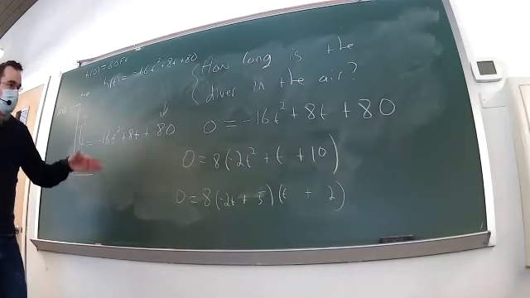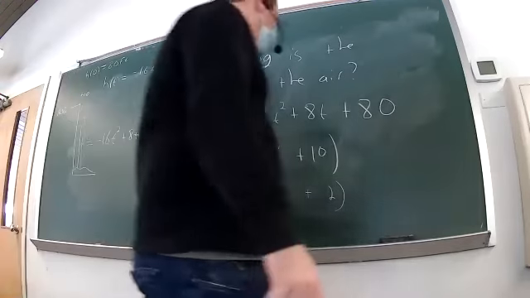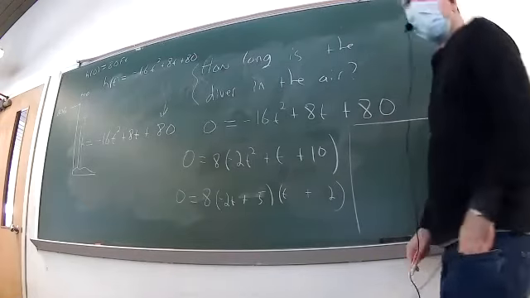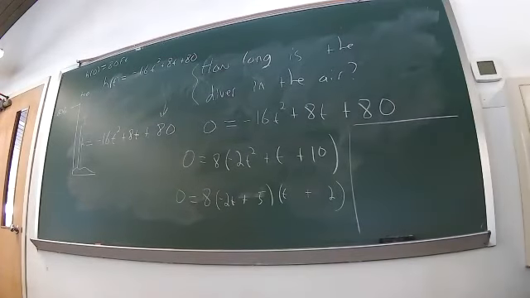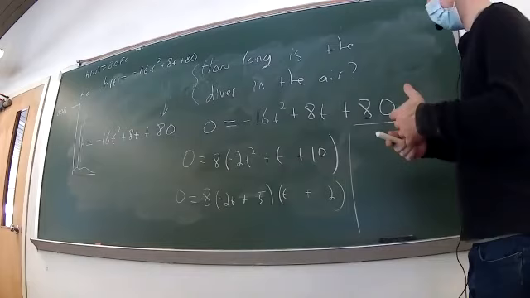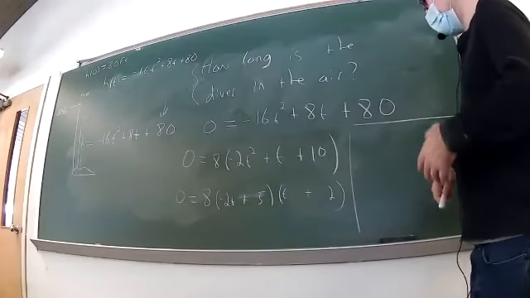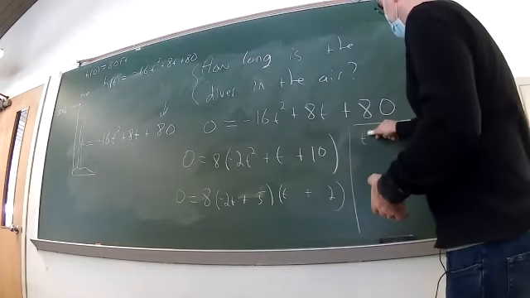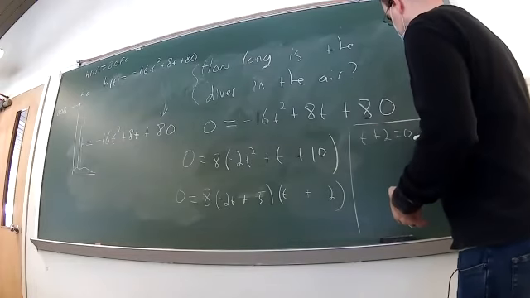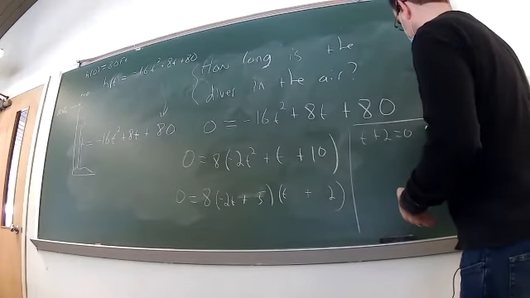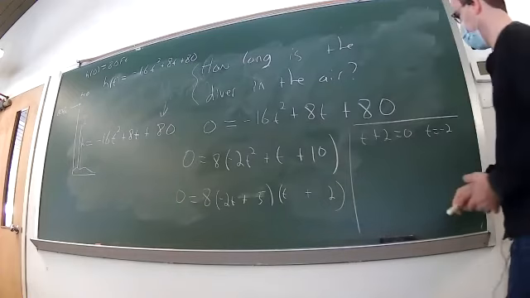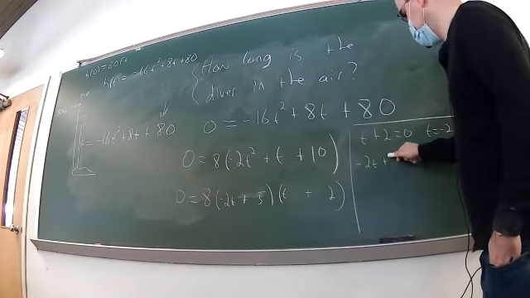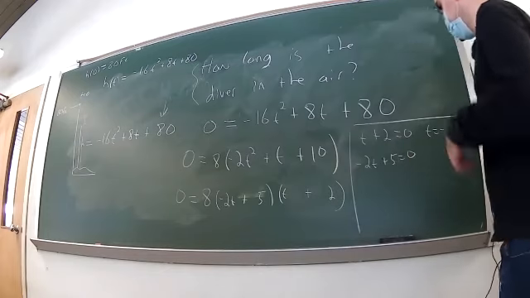So we end up with 0 equals 8 times negative 2 times t plus 5 times t plus 2. And that being the case, we know that the product of 3 things is equal to 0. So either 8 is equal to 0, which isn't true, or t plus 2 is equal to 0, which would mean that t is equal to negative 2, or it's true that minus 2t plus 5 is equal to 0.